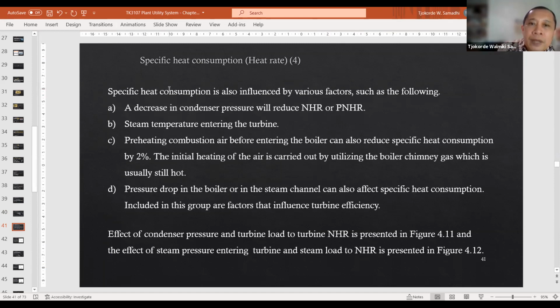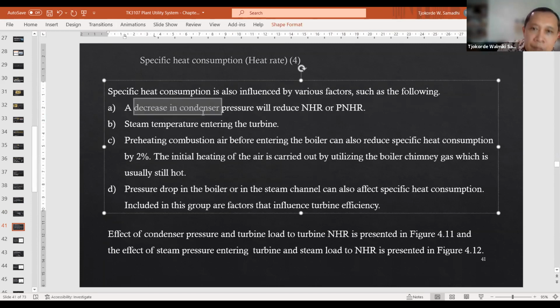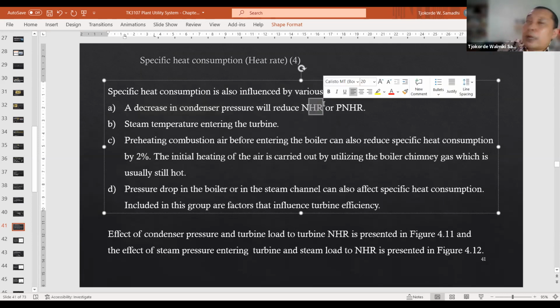So what are the factors influencing specific heat consumption? For example, a decrease in condenser pressure will reduce NHR. If we can somehow reduce the condensation pressure, that will reduce the heat rate. Effectively, it will increase the efficiency of the power generation.